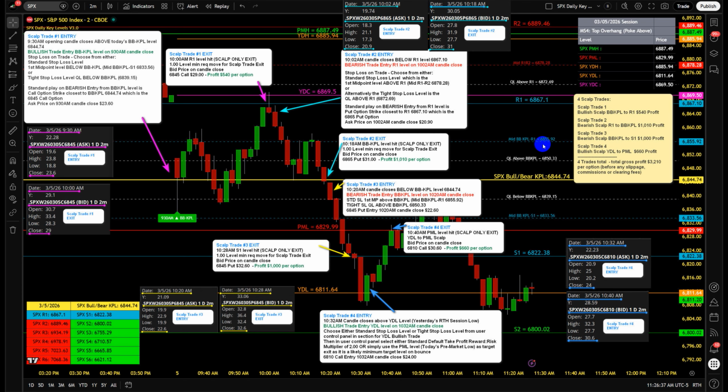The last and third option, and the furthest out of the money option, is the strike closest to the level that is one full level away from the level you're taking the trade from. So again, taking the trade from the bull bear KPL level, looking up since it's a bullish trade, R1 is 68.67.10. The closest strike to that is the 68.65 call option. If you're not already familiar with it, SPX options trade in 5-point increments.